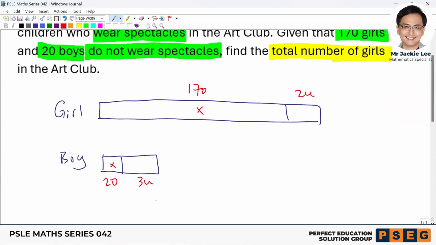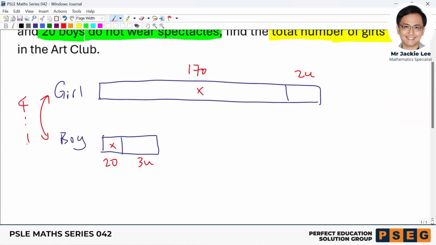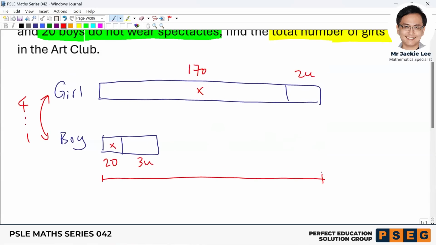Now bear in mind that overall, between the girls and boys, this is actually 4:1. So in other words, for this one, if we try to compare the boys and girls, I think for the boys, it's 20 plus 3u, right?